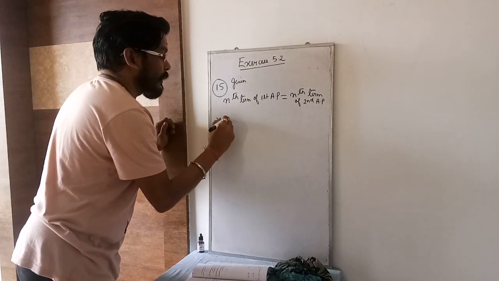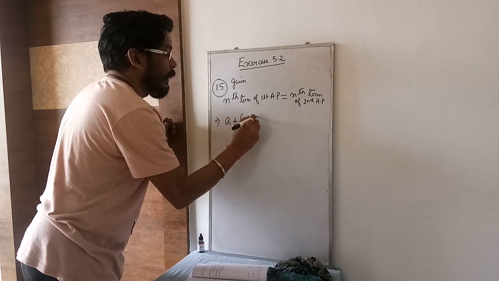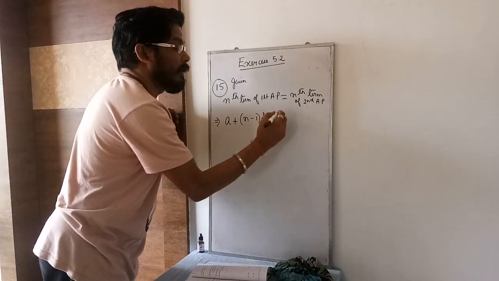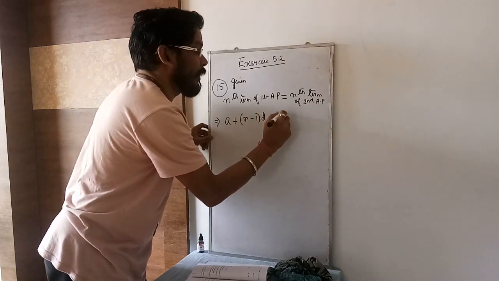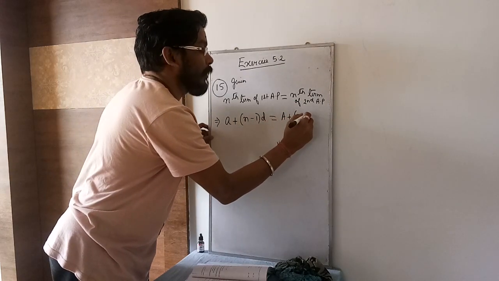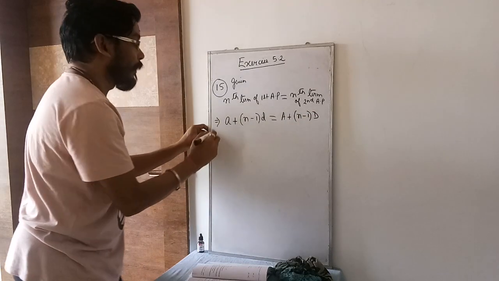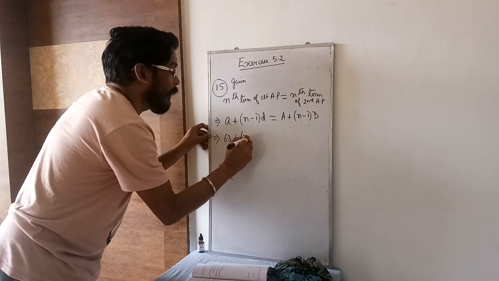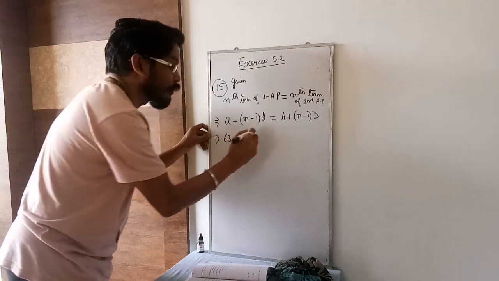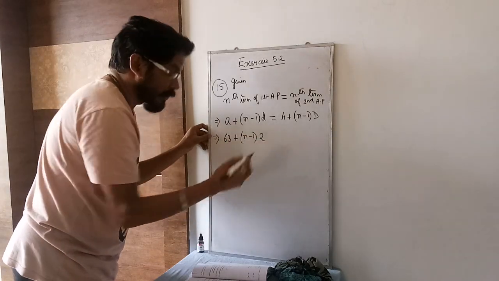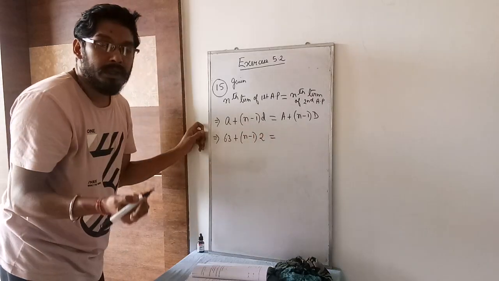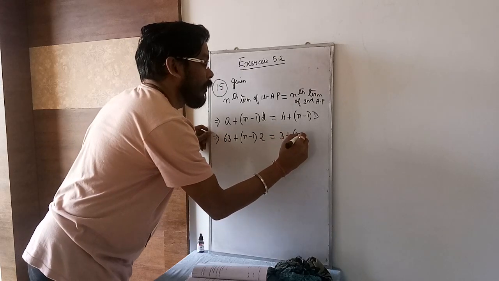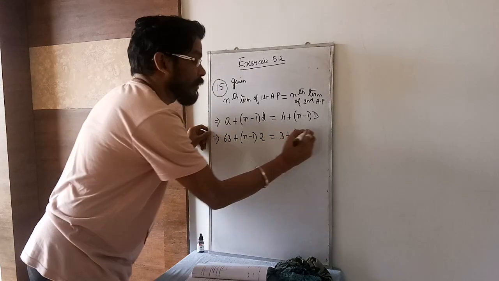So for the first AP I am writing the formula a plus n minus 1 into d. Since both the sequences are different, for the second AP I take the first term as capital A, plus, since we are finding the nth term, n minus 1 into d, where I have taken capital D. For the first AP, a is 63 and d is 2, because 65 minus 63 is 2. You know how to find d: second term minus first term. For the second AP, the first term is 3 and d is 10 minus 3, which is 7.